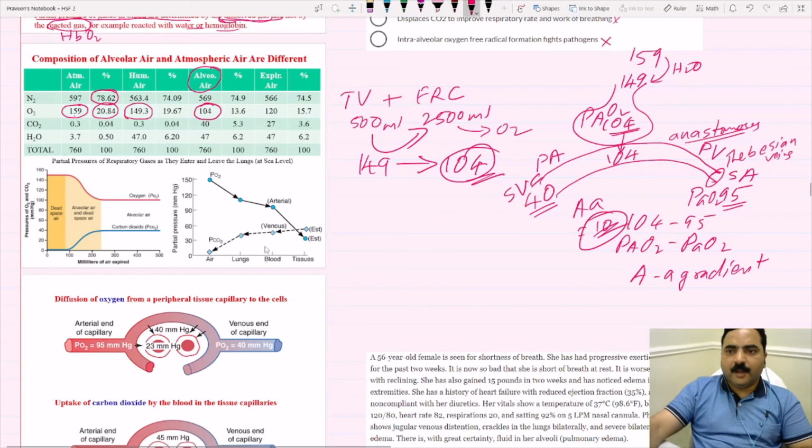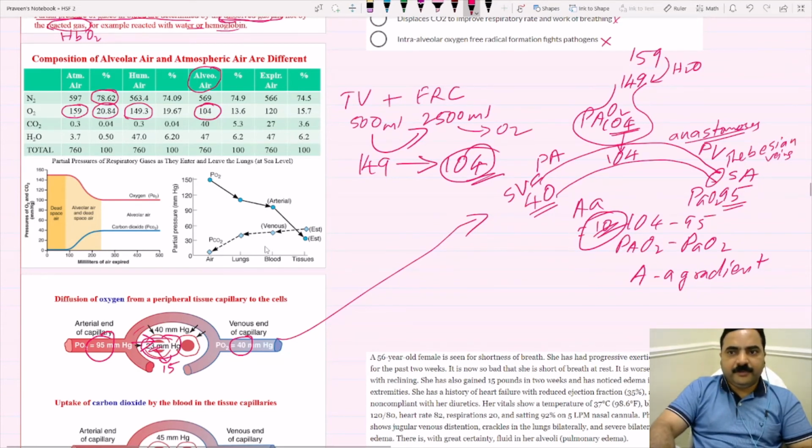Okay, so now this 95 is going to the tissues, you can see over here, and giving up the oxygen. In the tissues the oxygen partial pressure is kept very low, around 23, and it can go as low as about 15. Then it takes up the oxygen and becomes 40 in the venous blood. This 40 is the one that is coming over here to the alveoli to get exchanged. Okay, so this is what happens.